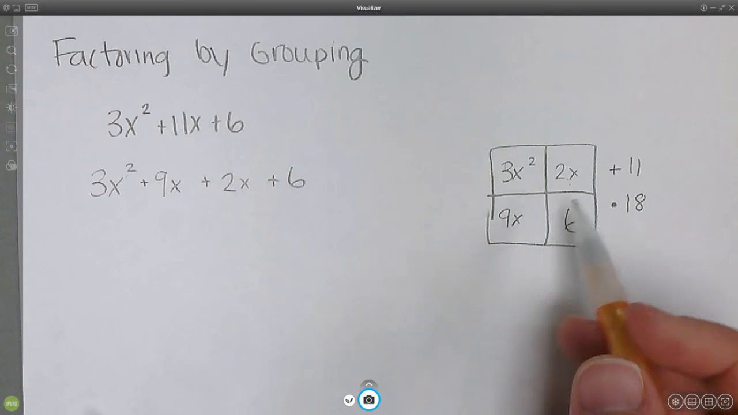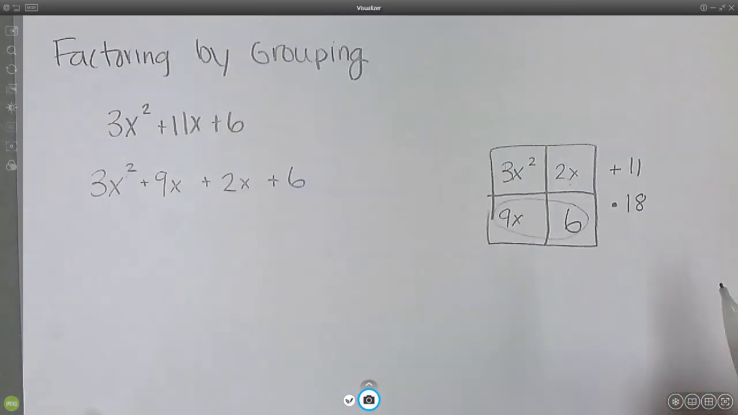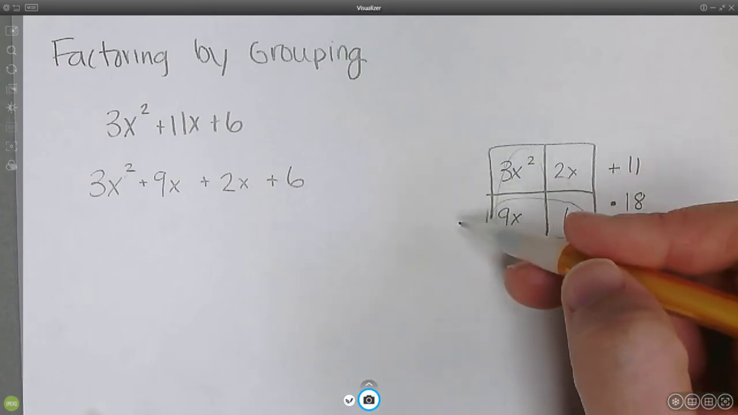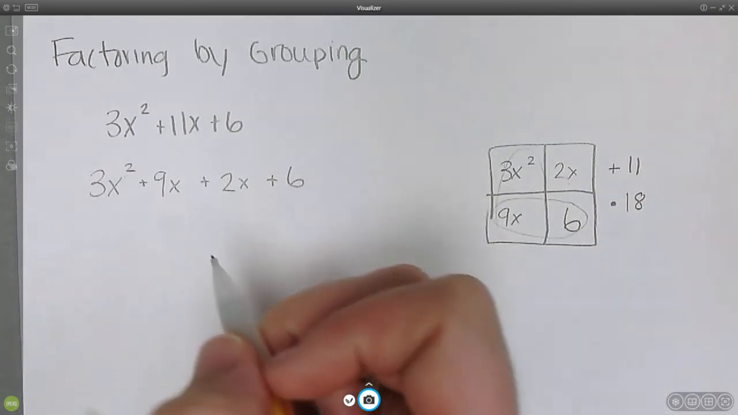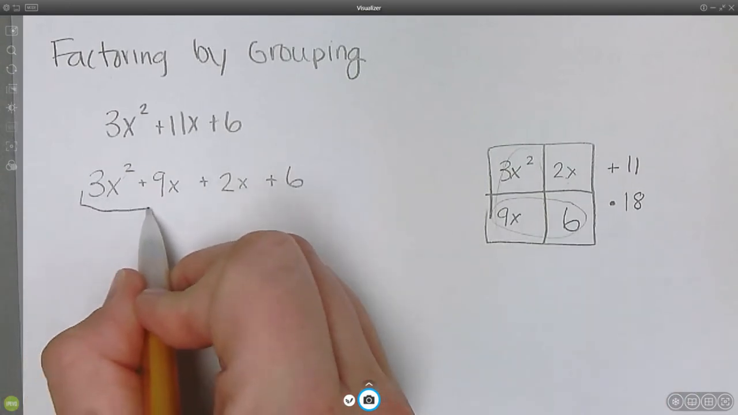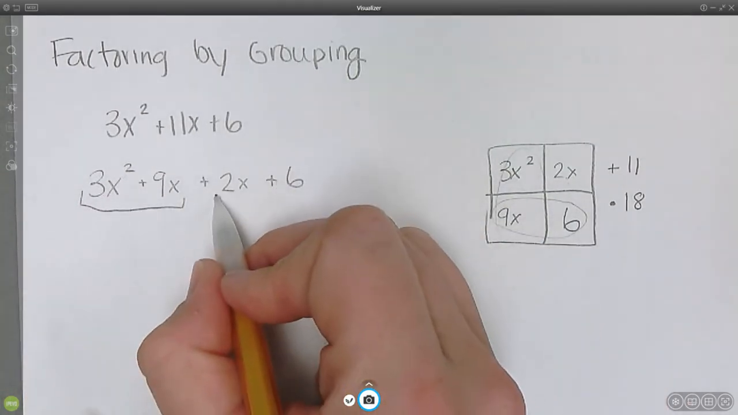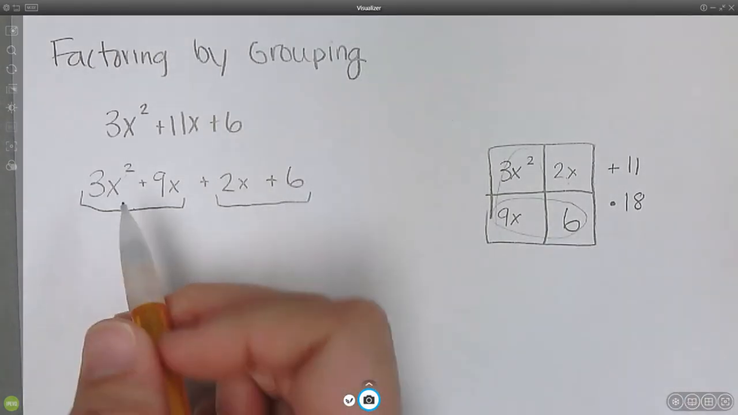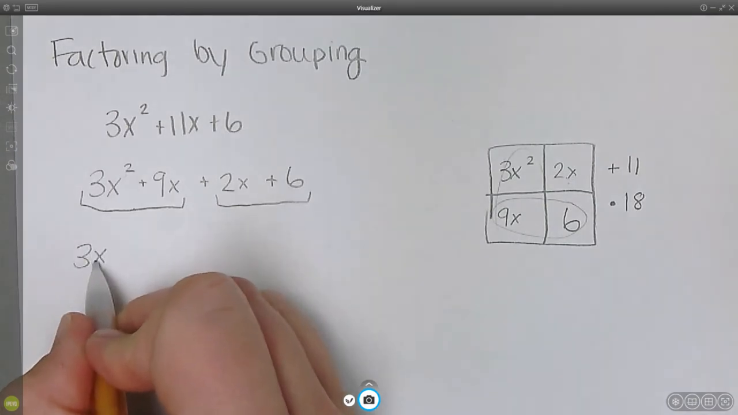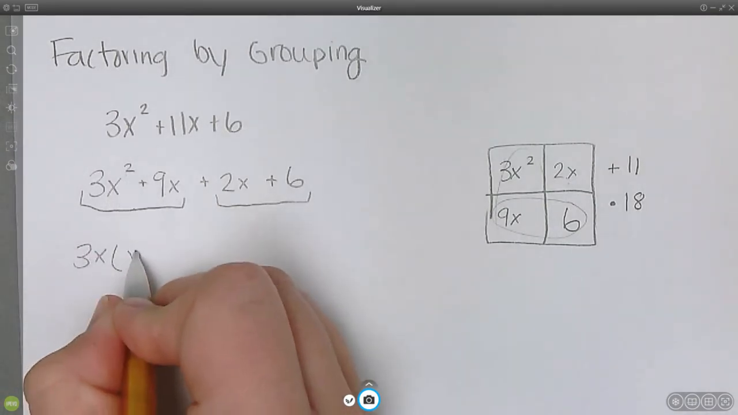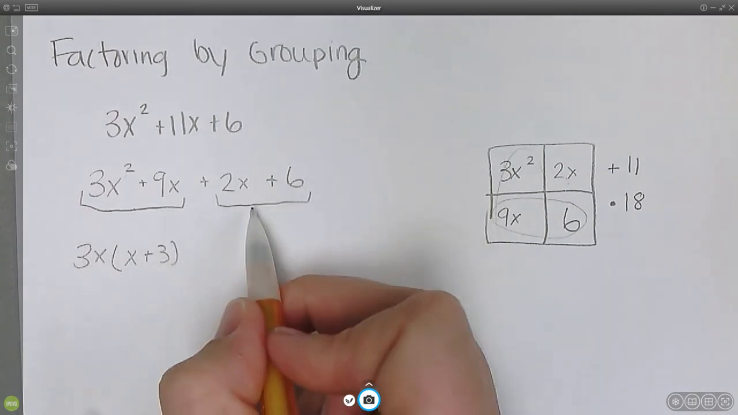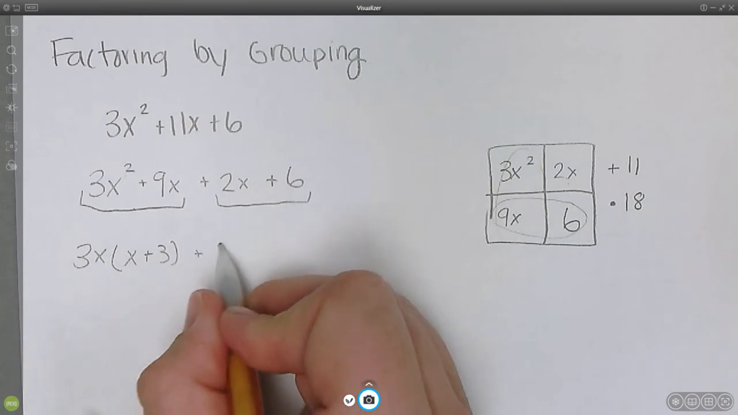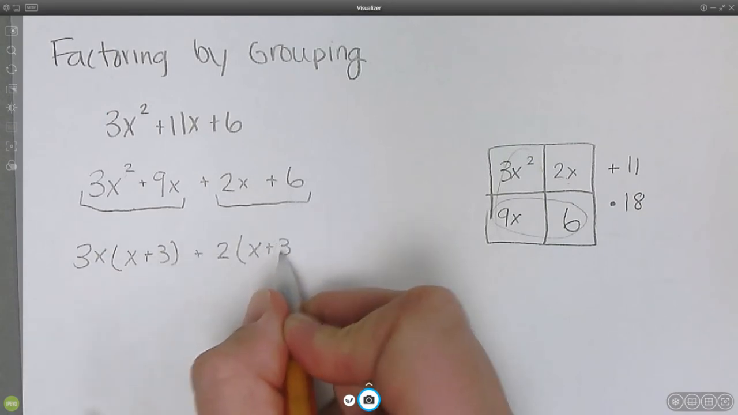So you took these two things, found the greatest common factor. You took these two things, and these two things, found your greatest common factor. So over here, this is where the grouping comes in. We're going to group these two things together, and we're going to group these two things together. If I take my greatest common factor from this, I take out 3x, and I have left x plus 3. If I take my greatest common factor out here, you have 2, and you're left with x plus 3.